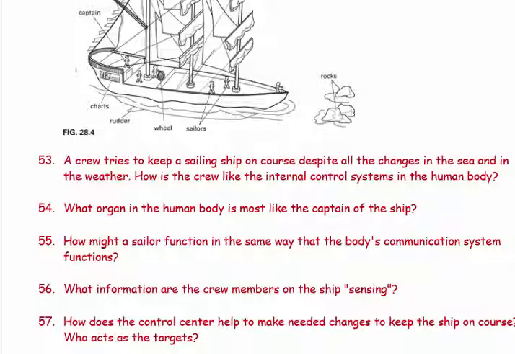56. What information are the crew members on the ship sensing? If you look here again on the ship, you see these rocks coming. So what happens? The lookouts search the ocean ahead for signs of dangers. The sailors check the sails and other equipment for changes in currents. So here, what do they sense? They are always sensing the changes in currents or the presence of rocks or obstacles in front of the ship.